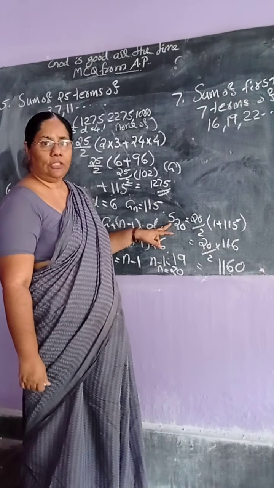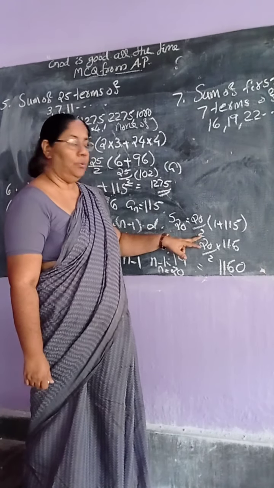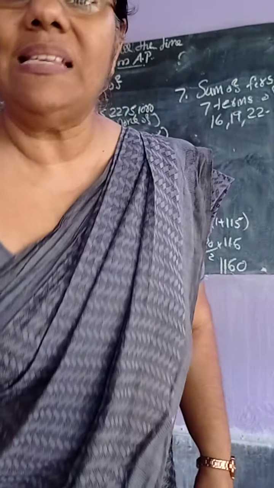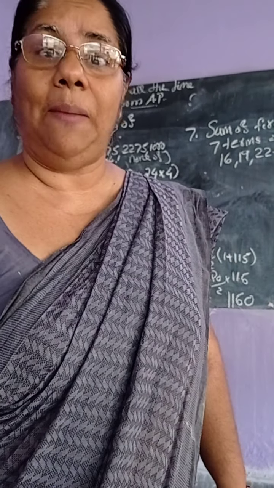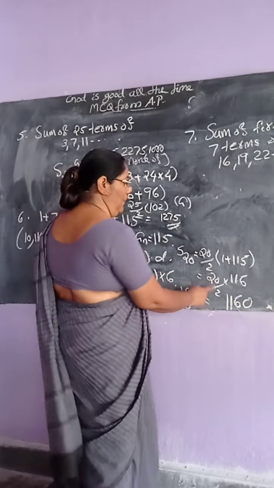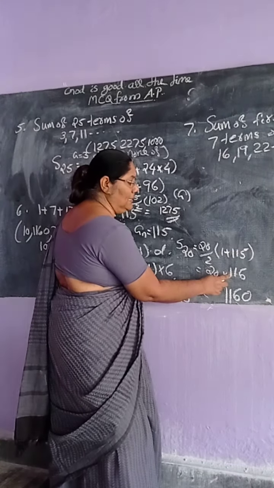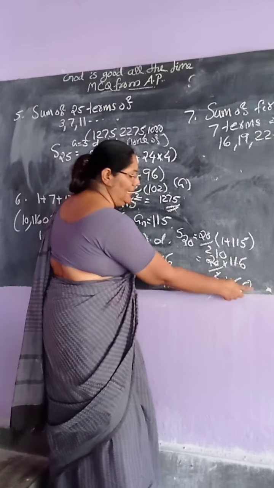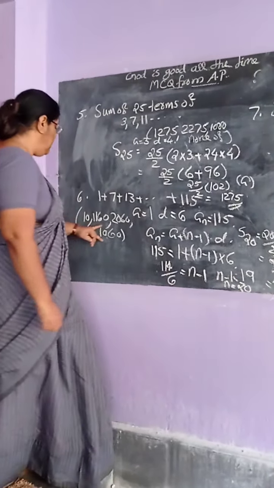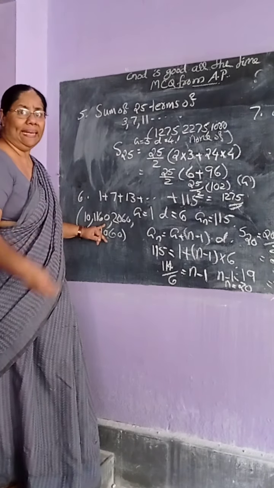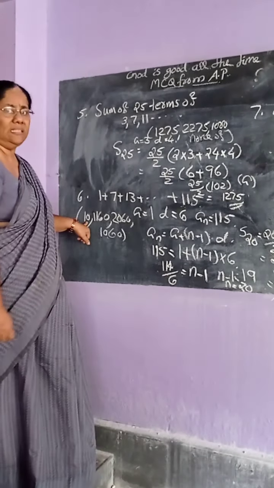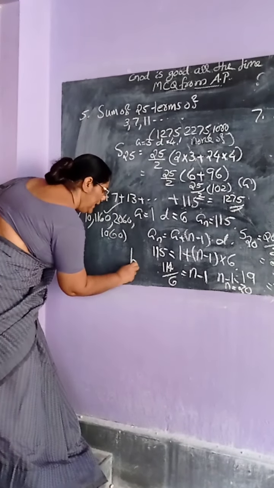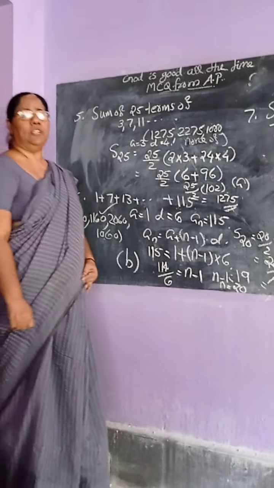Then write the formula. Yes, S20 equal to 20 by 2 into a plus an, or a plus l: first term plus last term. n by 2 into first term plus last term. Therefore, 20 by 2 into 1 plus 115, that is 116. 2 and 20 cancel, 10. Final answer 1160. When you go through the options, some students directly write n by 2, meaning the answer is 10. That is wrong. Then 1160 is there. Therefore, B is the correct option.